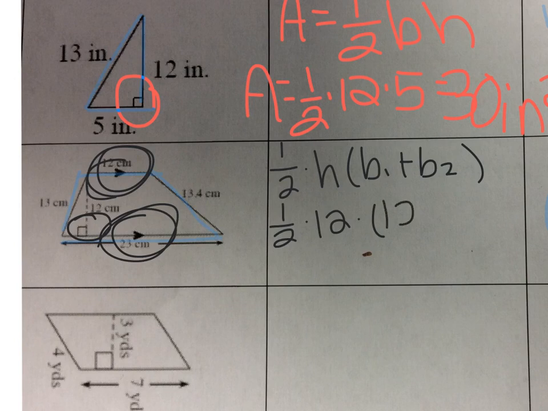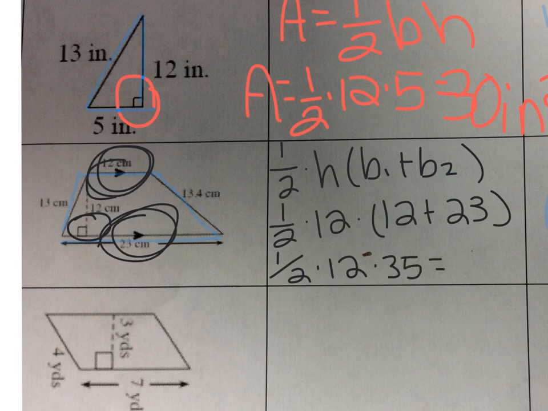That tells me those are the bases. So 12 plus 23. We have to do order of operations. In parentheses first, 12 plus 23 is 35. So I have 1/2 of 12 times 35. 1/2 of 12 is 6, and 6 times 35 is 210 centimeters squared.